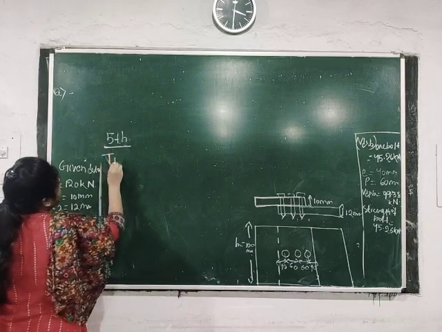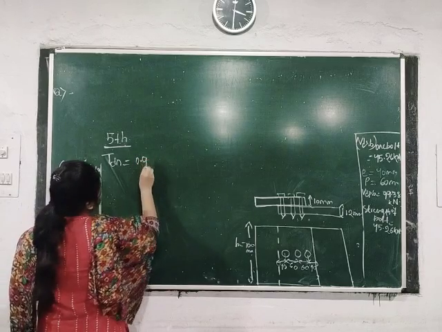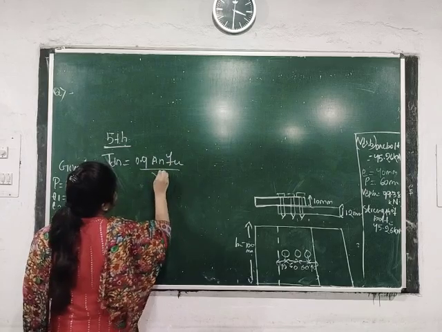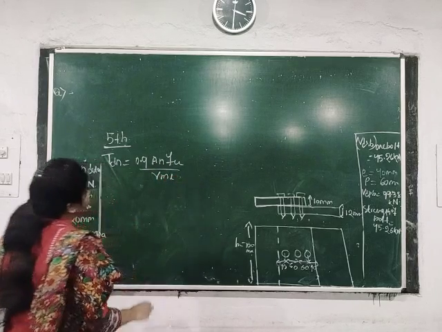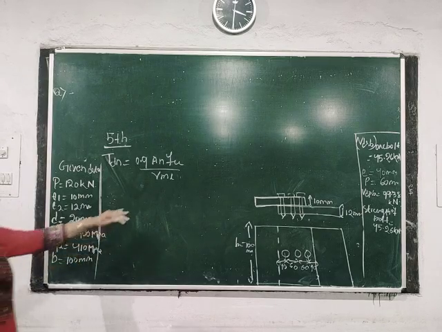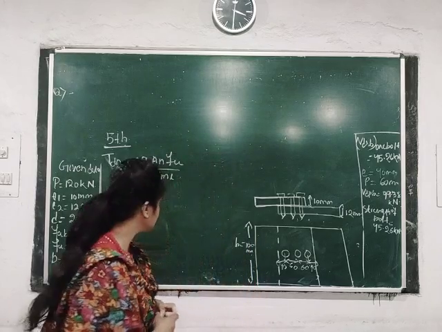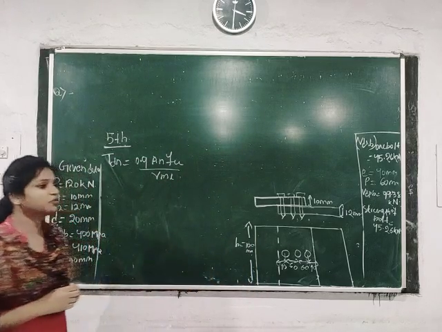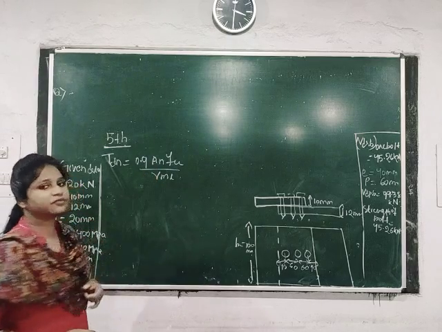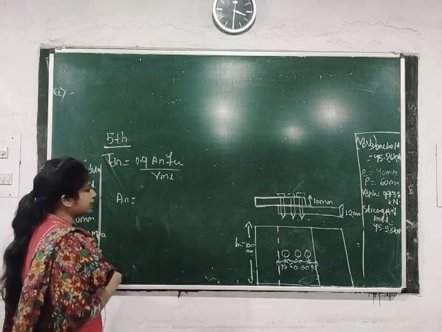So the rupture strength of the plate can be calculated by 0.9 into An into Fu divided by gamma ml. Here Fu is 410 MPa, then gamma ml is the partial factor of safety for failure at ultimate stress, and this value is 1.25, and you can get this value from table number 5. Then next is the net effective area.